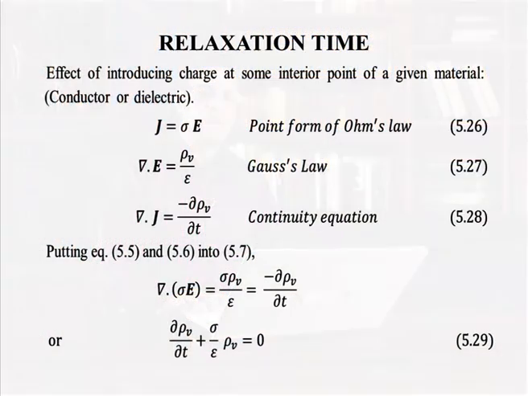Next, we have the relaxation time. Now, we have three equations. The first is the point form of Ohm's law given by equation 5.26. The second is Gauss's law, and the third is the continuity equation. Using these three equations, we get equation 5.29, which is del rho v by del t plus conductivity upon permittivity into rho v is equal to 0.